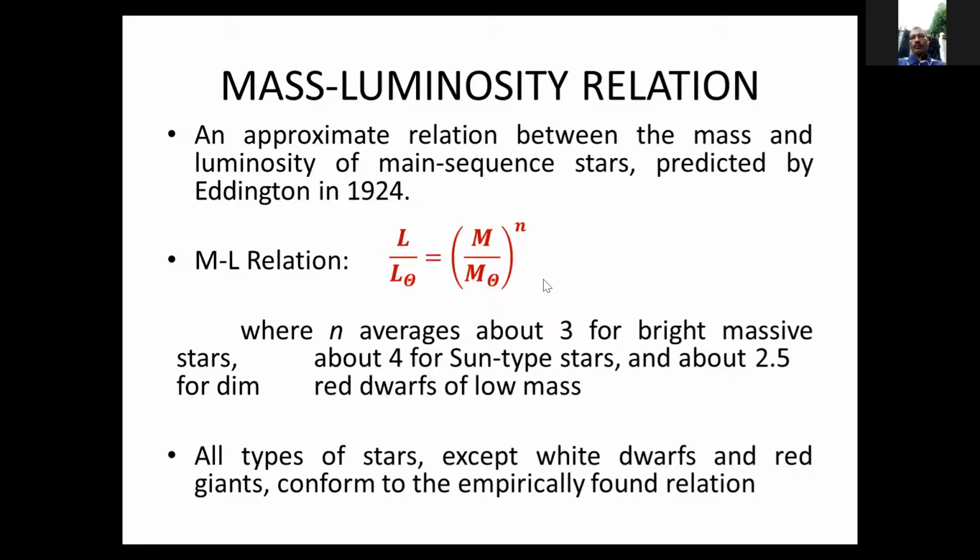This mass luminosity relation states that the absolute luminosity of a star is proportional to its mass to the power n, where n averages about 3 for bright massive stars, about 4 for sun-type stars, and about 2.5 for dim red stars of low mass. This relation holds for main sequence stars, which all have a similar chemical composition, similar internal structures and nuclear power sources. But it is not obeyed by white dwarfs, which are degenerate matter, or by red giants.